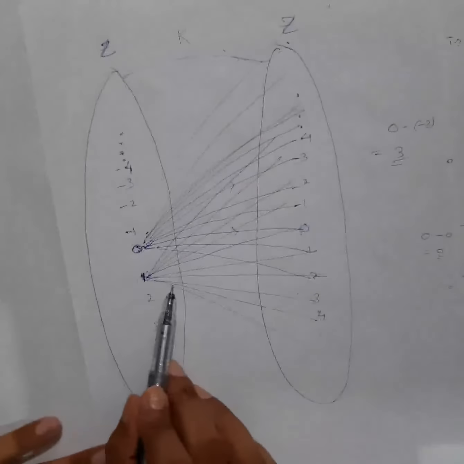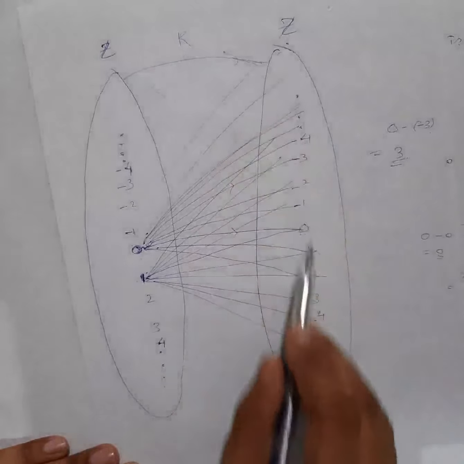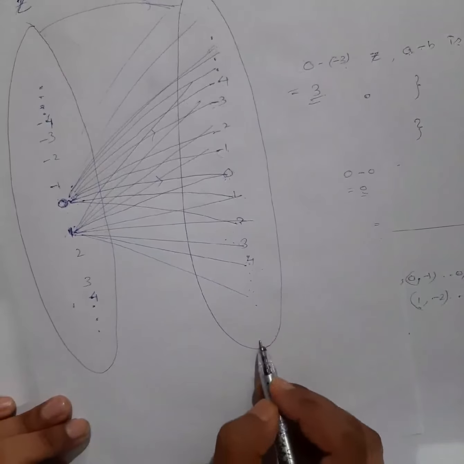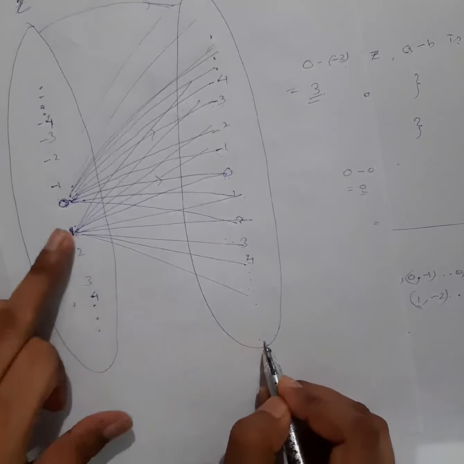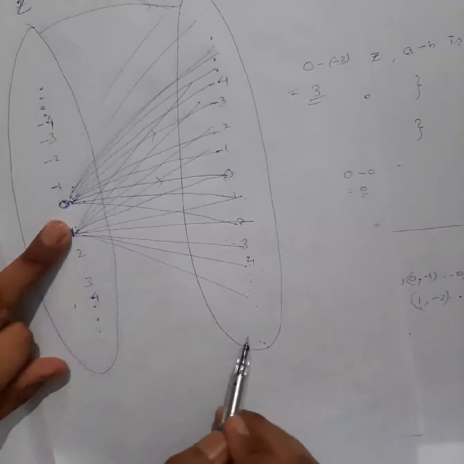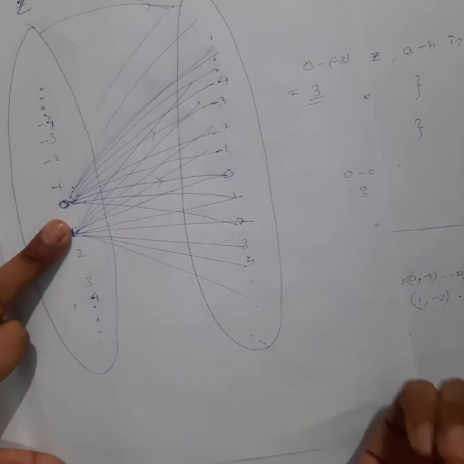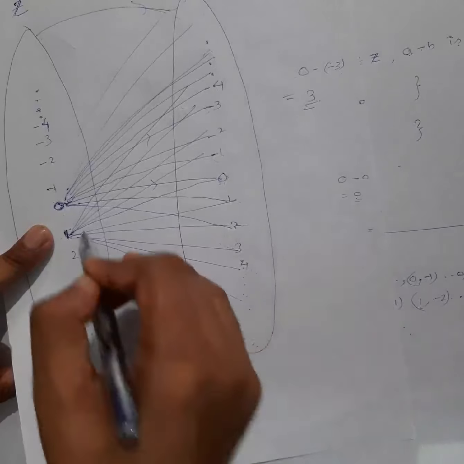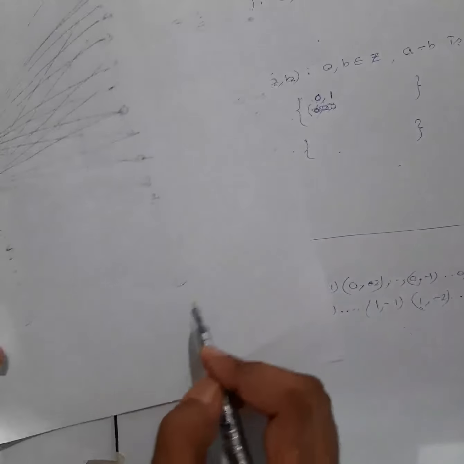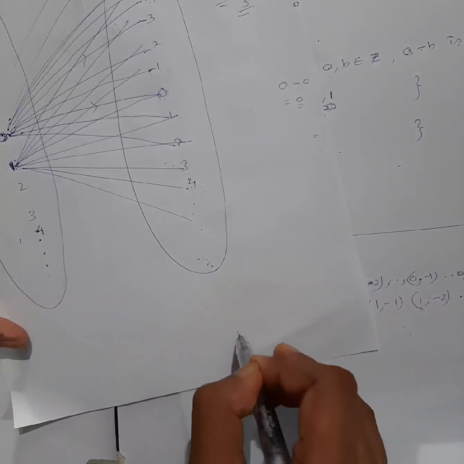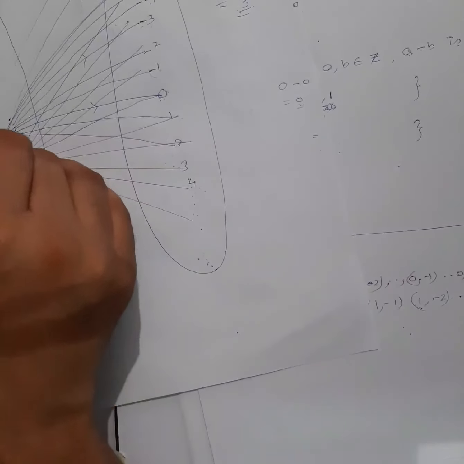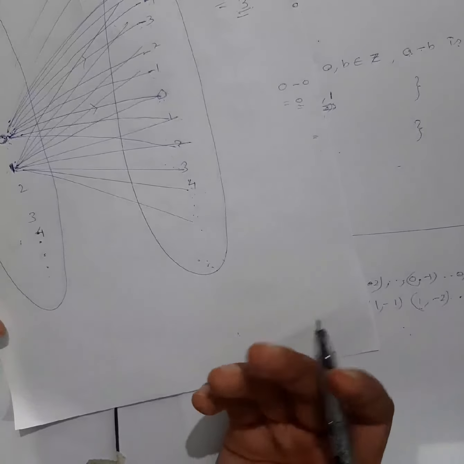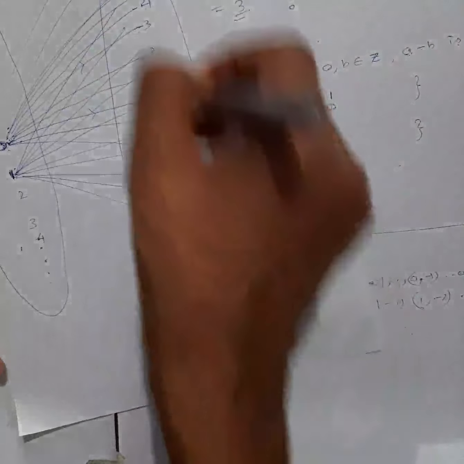Now range, I hope you already got the idea. All elements here will be the image of some element here, right? Every element you can check. If I take 1000, 1000 also will be related to 0. Why? Because 0 minus 1000 is what? Minus 1000. Minus 1000 is an integer, right? So even 1000 also will be the image of something. If you take any element, even if you take 1 lakh, 1 lakh also will be related to 0, because 0 minus 1 lakh is minus 1 lakh, that is an integer only, right? So all these elements in this set will be images.